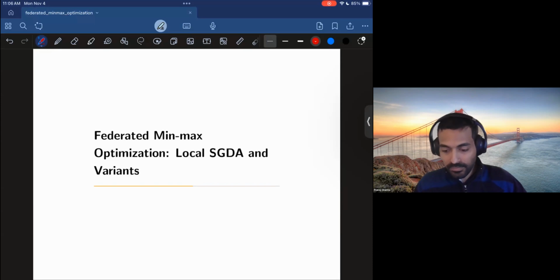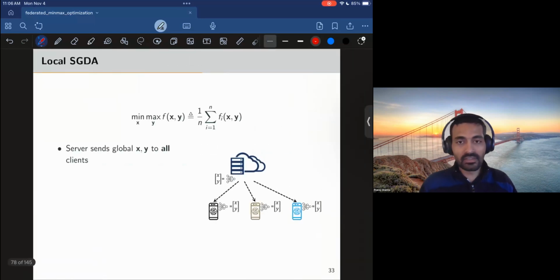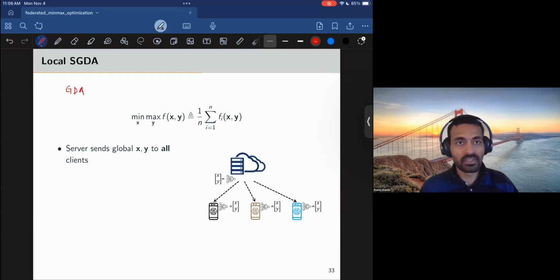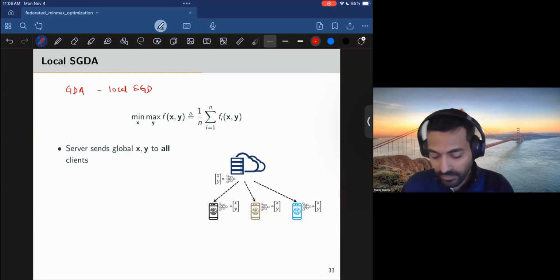Okay, let's continue. So next we look at solving min-max problems in a federated setting. So let's first discuss the algorithm we'll be looking at. And as you will see, it's a simple generalization of things you have already seen. You will see it generalizes GDA, which we have discussed in this lecture, and it will also generalize local SGD, which you have seen in previous lectures.